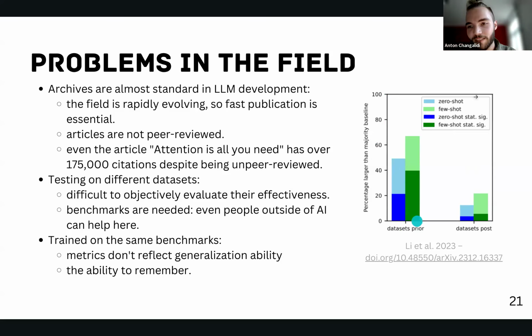This figure shows that if you compare the scores of language models on data sets from before the release of the language model and after, the scores on data sets from before the release of the language model are much higher, and that is probably because the models were also trained on this data. And that's basically it. I think we have questions after the second part, so that's basically it for my presentation.